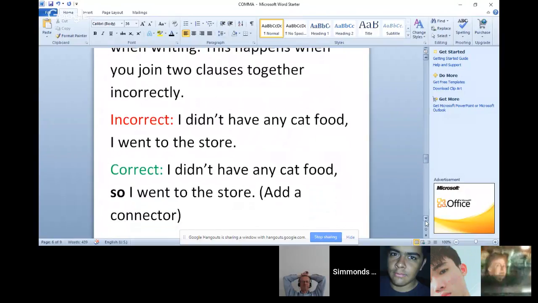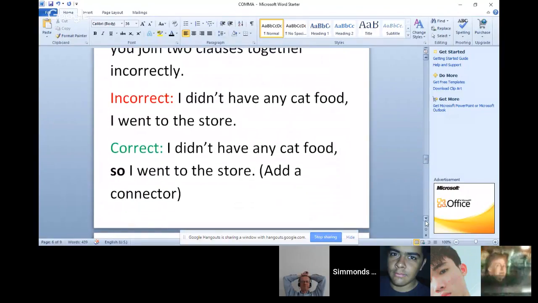Incorrect: I didn't have any cat food, I went to the store. Correct: I didn't have any cat food, so I went to the store. Add a connector. And so what they're saying is this is basically something that's very incorrect. I didn't have any cat food, I went to the store. Technically, that's not a comma, but a period. Right. Because, and so that's why it's incorrect when it's written.